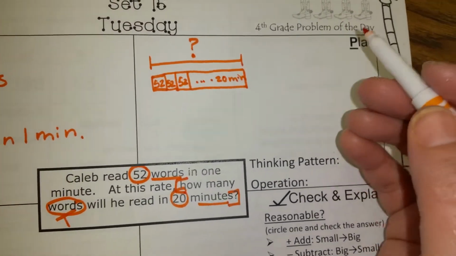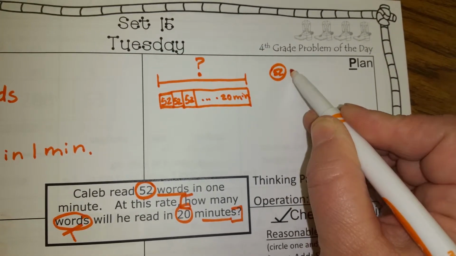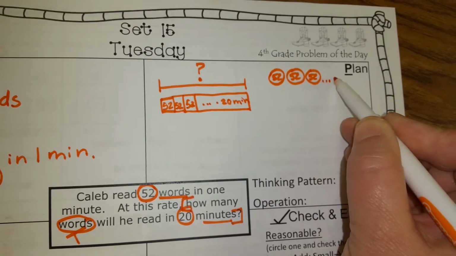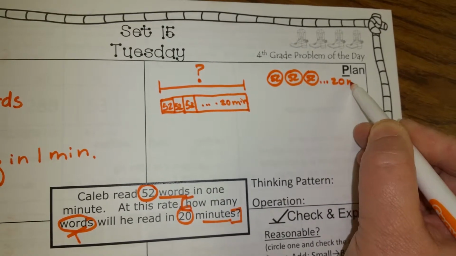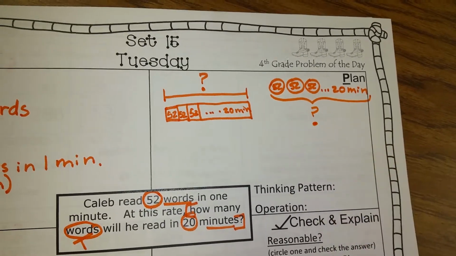Now, if I was going to draw this as a circle diagram, I would say, okay, here's a minute, 52. Here's a minute, 52. Here's a minute, 52. And I'm going to pretend like I'm drawing 20 of those, and then I have a total that I don't know.